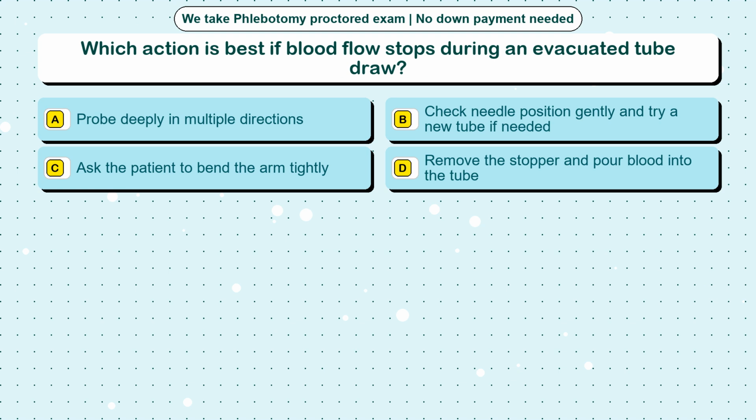Option A. Probe deeply in multiple directions. Option B. Check needle position gently and try a new tube if needed. Option C. Ask the patient to bend the arm tightly. Option D. Remove the stopper and pour blood into the tube.